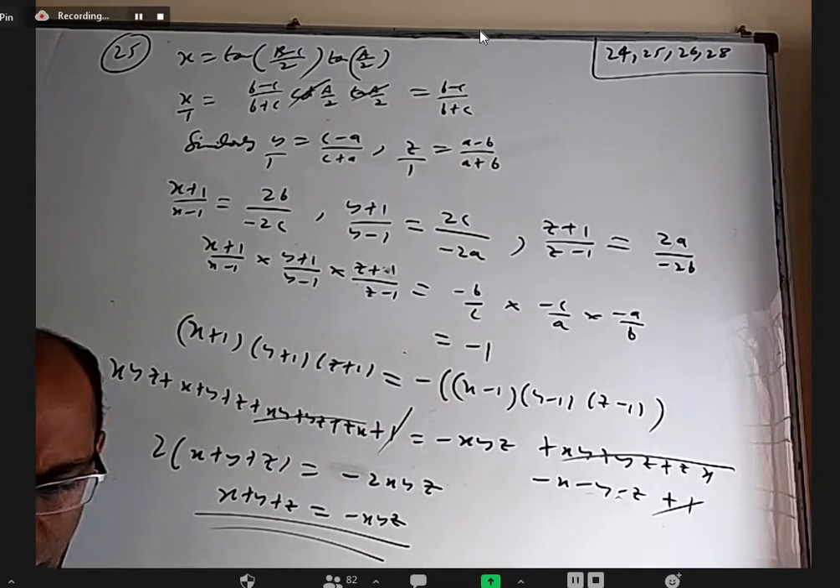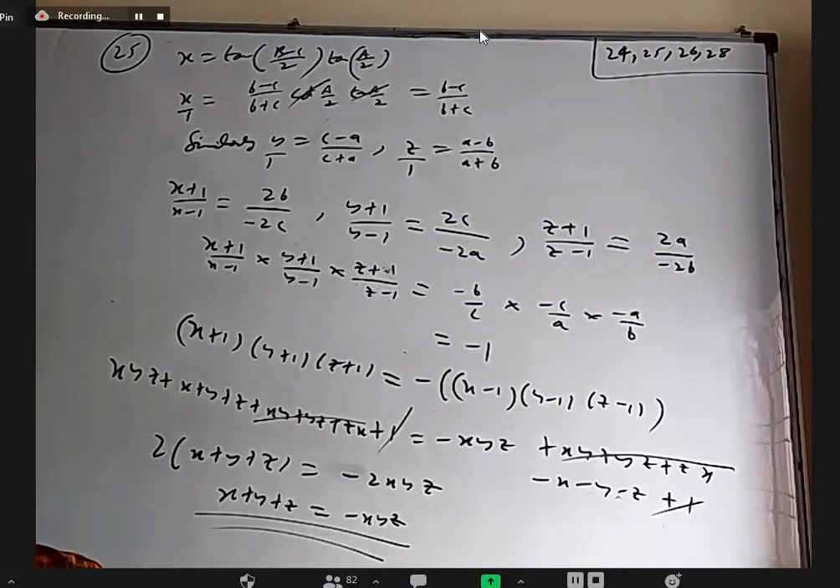Okay, so 24 and 25 are based on tangent rule. 26 and 28 are based on sine rule.